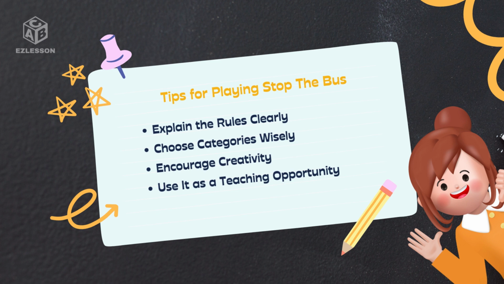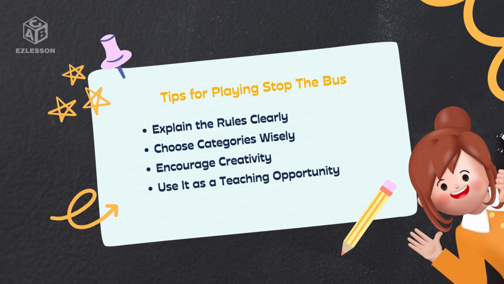Next, select categories that match your students' proficiency levels. For beginners, choose simple categories like colors, animals, or food. For more advanced students, you can choose categories such as countries, verbs in past tense, or adjectives. Occasionally introduce new categories related to recent lesson topics to reinforce learning.